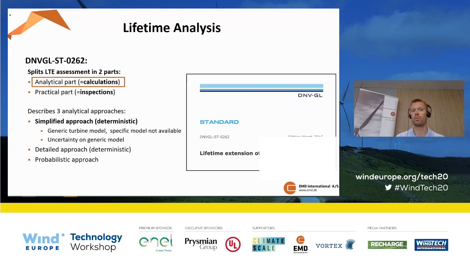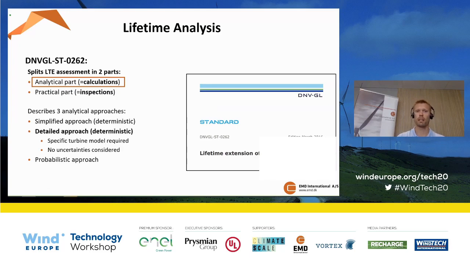Then you need to resort to a generic approach. You also need to quantify the uncertainty of using the generic model. It's not used in any calculations. It's just a part of the documentation. So the detail approach is also deterministic. That's what you use if you have the specific turbine design available. And because it's deterministic, no uncertainties are considered here.